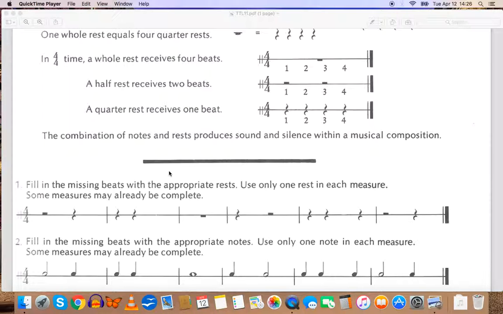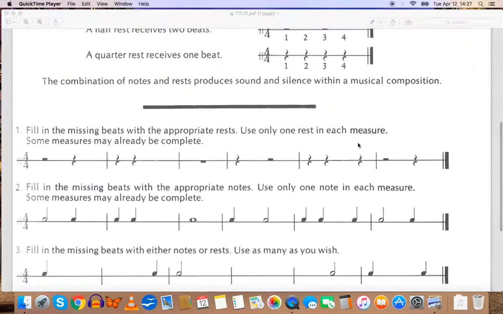The combinations of notes and rests produces sound and silence within a musical composition. So that's actually a good thing to think about. If you're writing music or you're beginning to write music, you kind of have to have a balance of rests and notes. It's hard to write an interesting composition with all notes and no rests, and vice versa. So think about that, using rests to make things interesting.